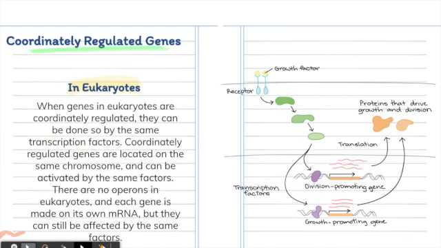Coordinately regulated genes in eukaryotes. When genes in eukaryotes are coordinately regulated, they can be regulated by the same transcription factors. Coordinately regulated genes are located on the same chromosome and can be activated by the same factors. There are no operons in eukaryotes, and each gene is made into its own mRNA, but they can still be affected by the same factors.